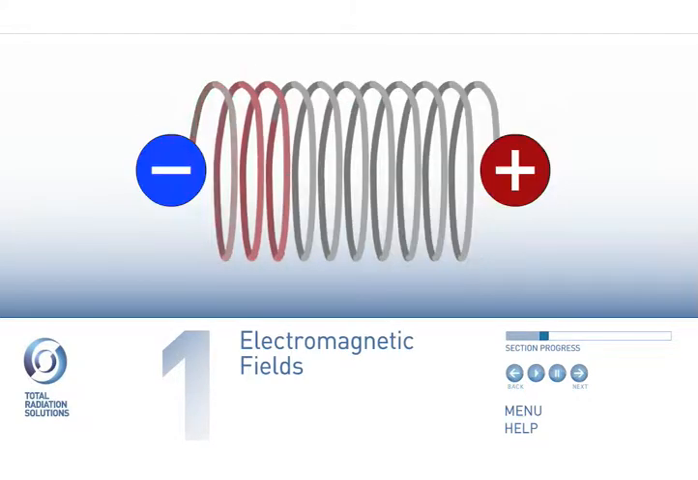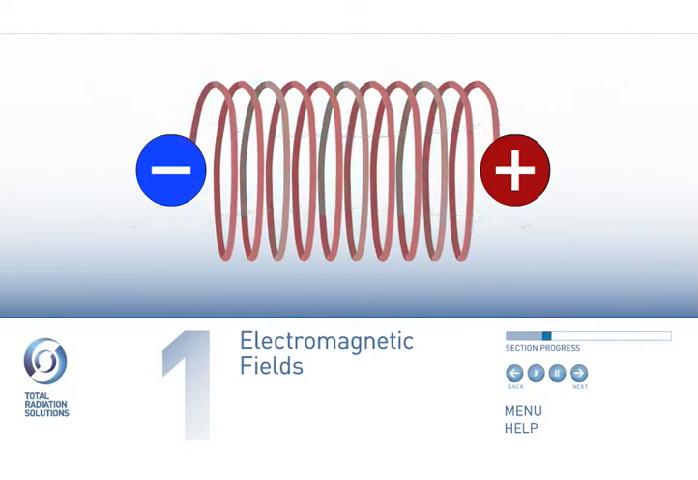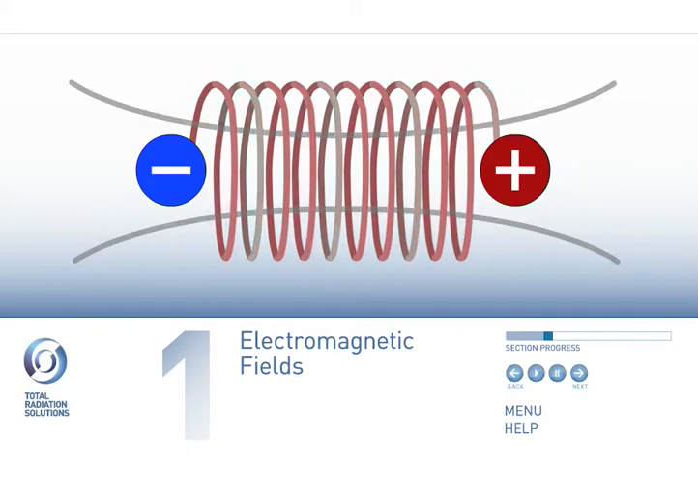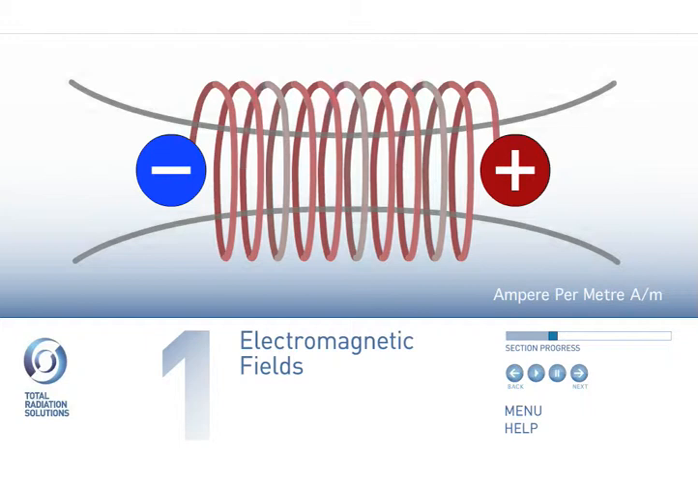The flow of electric charges results in the formation of a magnetic field. This field influences the motion of moving electrical charges. The units used when indicating the magnetic field strength is ampere per meter, A/M.